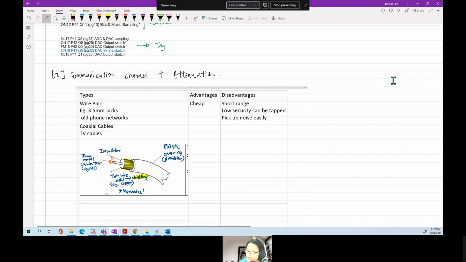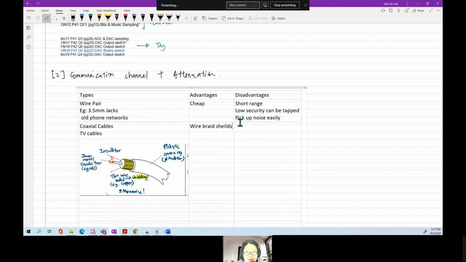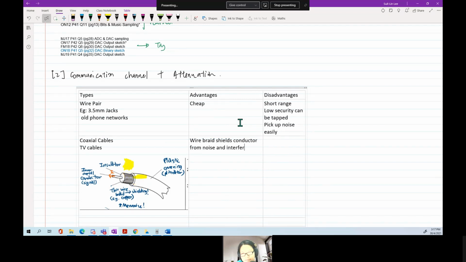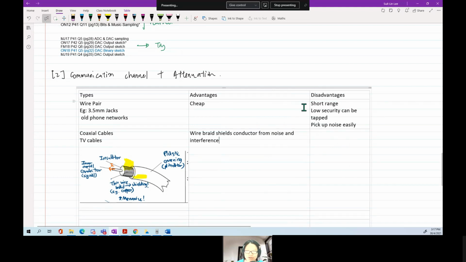So for our coaxial cables, the main idea here is that the wire braid is a plus. So our wire braid, okay, shields the conductor from noise and interference. It protects the signal. Very nice. All right, next.